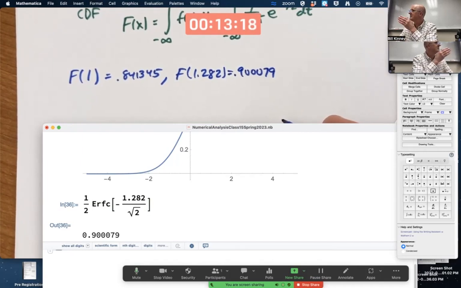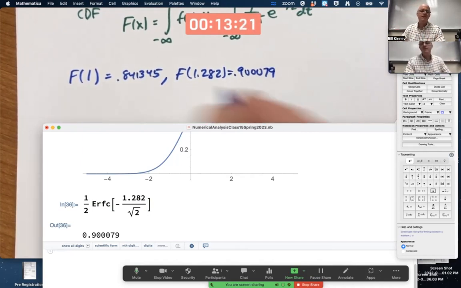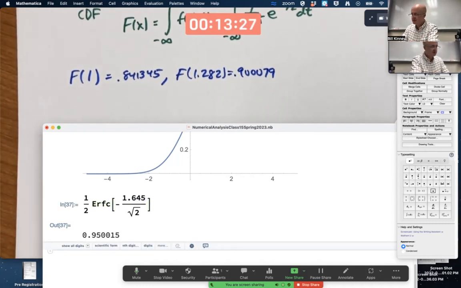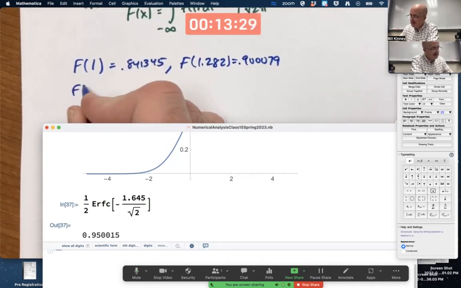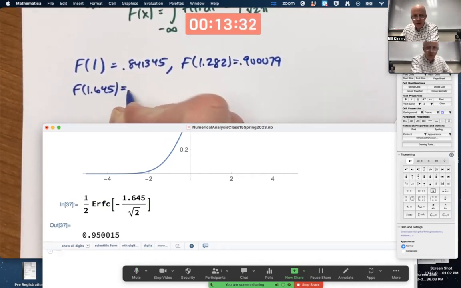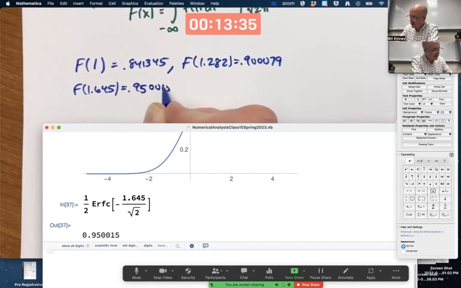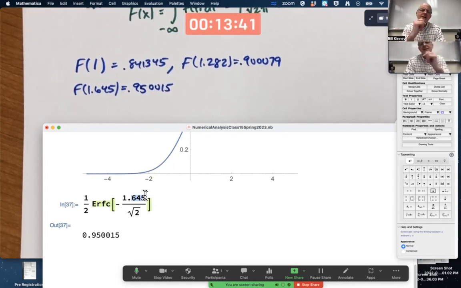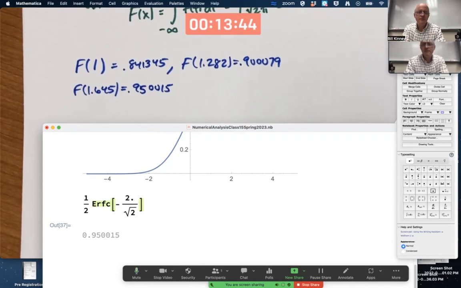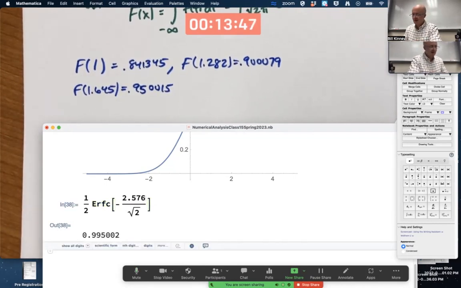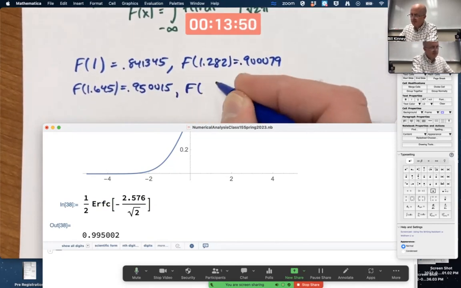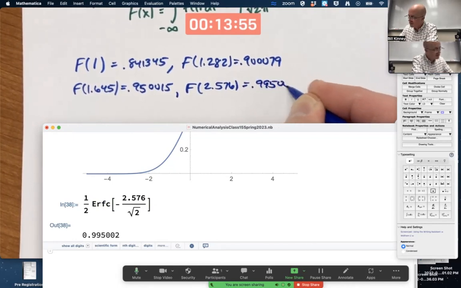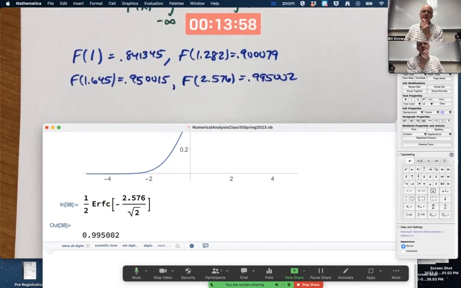Going to have 4 nodes. 0th node, 1st node, 2nd node, 3rd node. 2 more here. 1.645, pretty close to 0.95: 0.950015. And let's use 1.96 as our last one. Well, actually, let's go up to 2.576. F of 2.576 is about 0.995002. And let's now try to use these data.